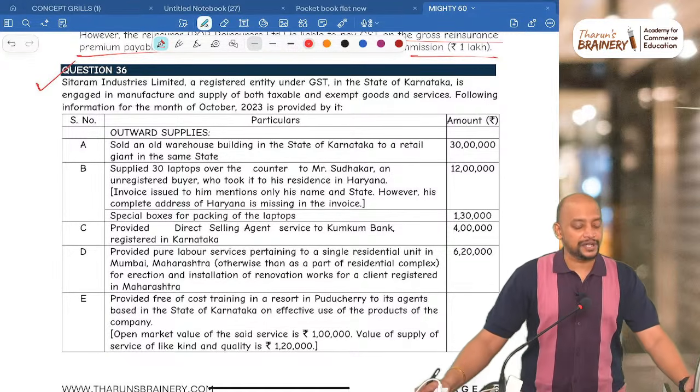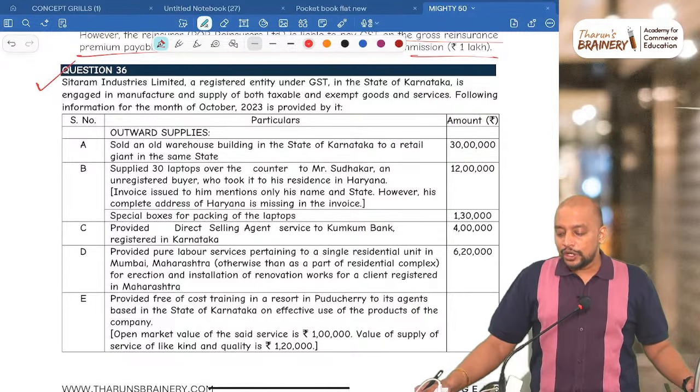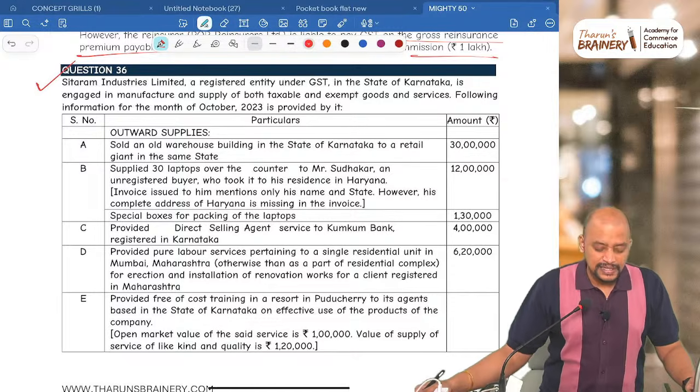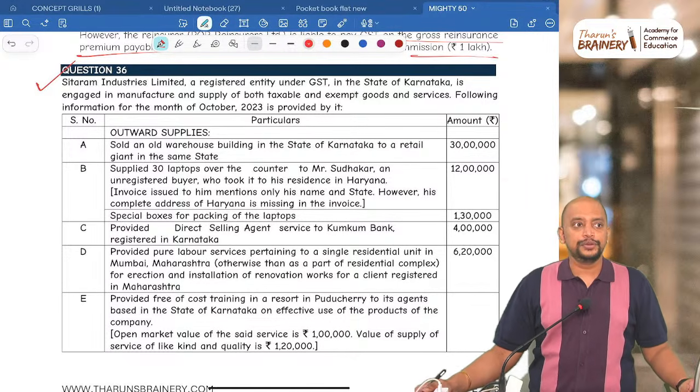Then question number 36. It's a comprehensive question. I have given 2 more comprehensive questions, this and one more related to these events.